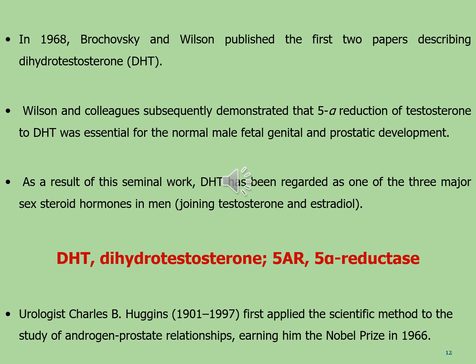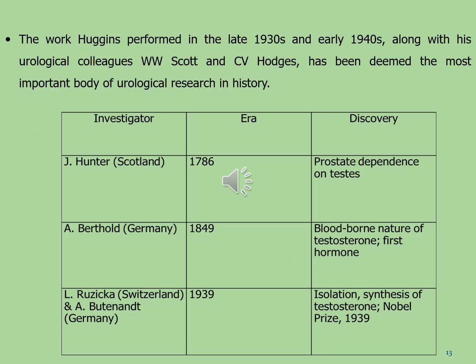Now we will discuss dihydrotestosterone and 5-AR, 5-alpha reductase. Urologist Charles B. Huggins (1901 to 1997) first applied the scientific method to the study of androgen-prostate relationships, earning him the Nobel Prize in 1966. The work Huggins performed in the late 1930s and early 1940s, along with his urological colleagues W. W. Scott and C. V. Hodges, has been deemed the most important body of urological research in history.